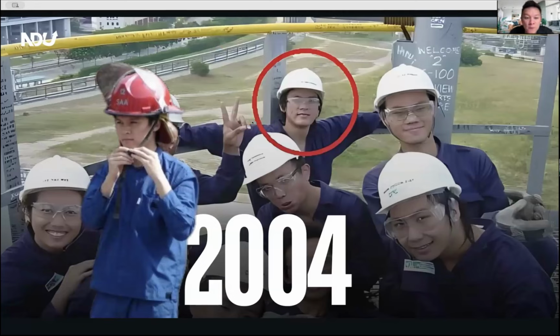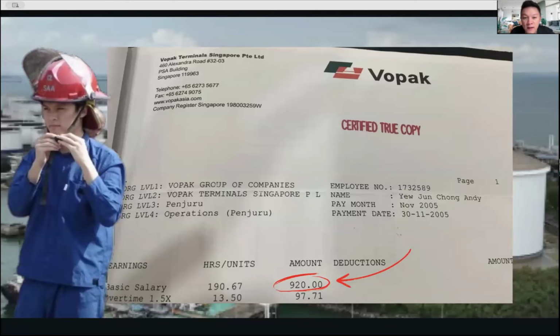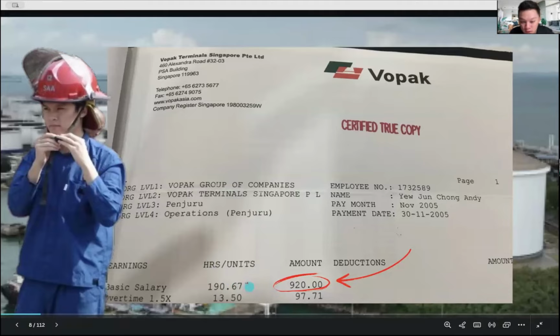Although I've been doing very well right now, and everybody is like, wow, Andy, you must be doing very well, a lot of people didn't know I came from a very ordinary family. You can call it a pretty poor family. And when I started my career, I started as a technician because that was the only job that I could get. My pay was $920, and for $920, I had to work 190 hours.